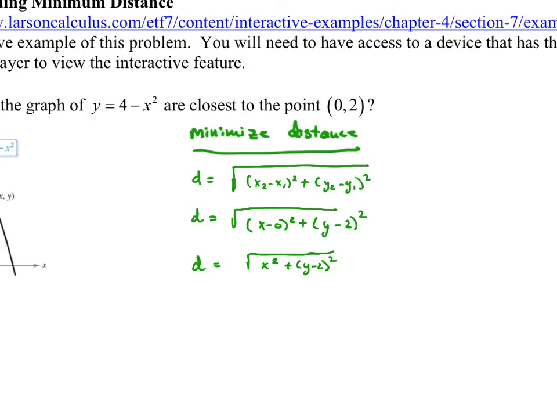Again, what's the issue with that formula? The issue with that formula is it has both x's and y's in it, and we can't apply the first derivative or second derivative test if there's multiple variables. So we have to get this one equation in terms of one variable, one letter. Well, are there any restrictions? Well, of course there's restrictions. We know what y is restricted by. y has to be 4 minus x squared. So when we look at this, we really have the distance equals the square root of x squared plus 4 minus x squared minus 2 quantity squared.